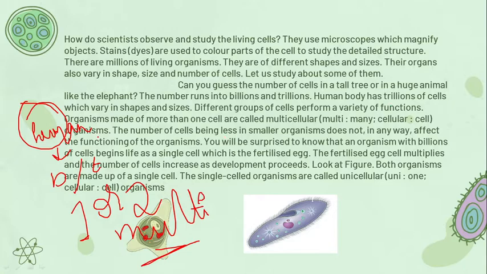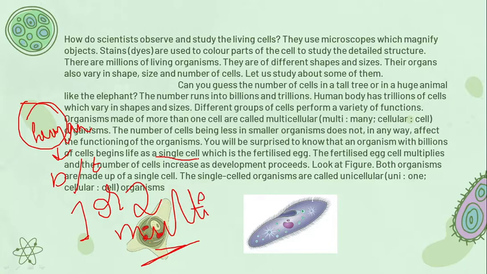The number of cells being less in number does not in any way affect the functioning of the organisms. You will be surprised to know that an organism with billions of cells begins life as a single cell. We need to remember that organisms with billions, trillions of cells first begin with a single cell. Then it gets fertilized, and after fertilization it gets multiplied in number and develops in the future processes.